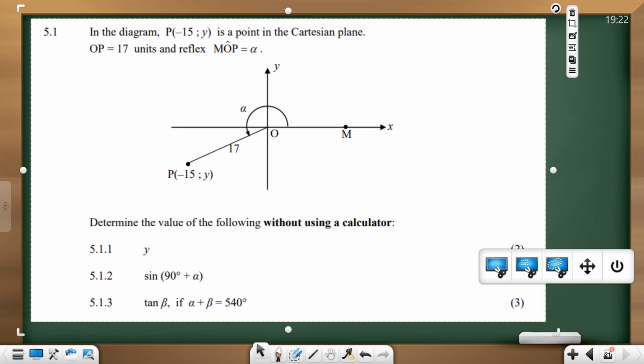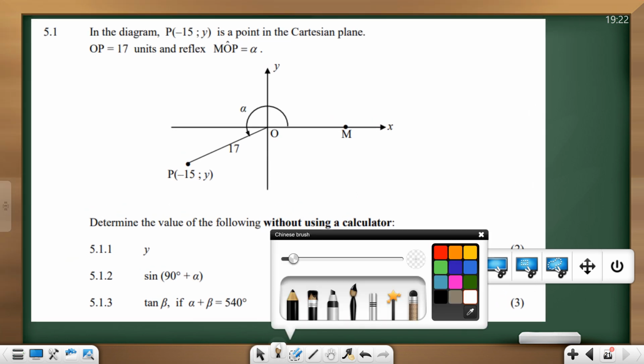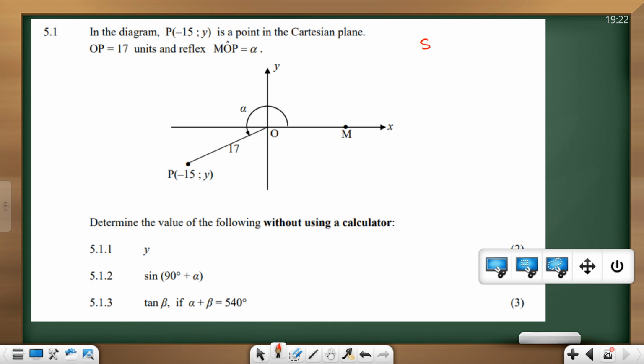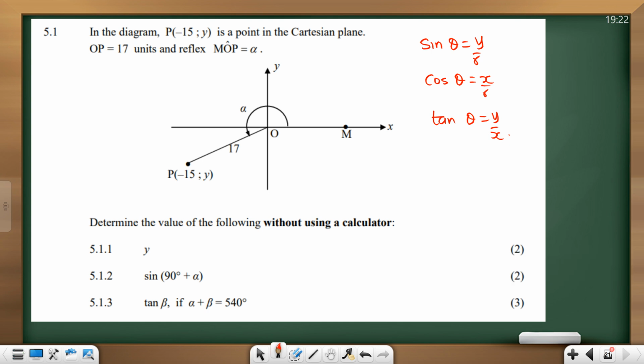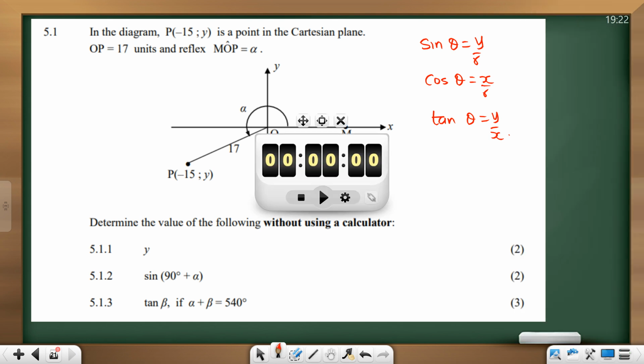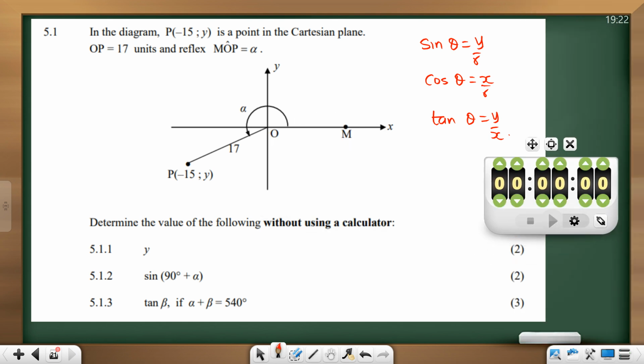Guys, don't forget this thing that I told you. Sine theta, y over r; cos theta, x over r; tan theta. If you can remember this, you'll be good. All right, you shoot now. 7 marks. I'll give you 6 minutes. Whatever it is, we'll correct it. Let's go.